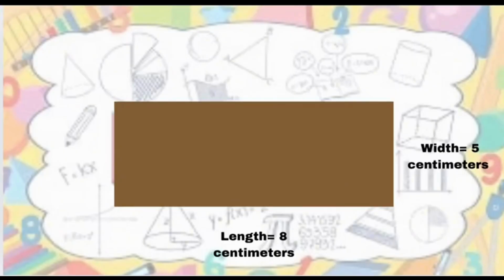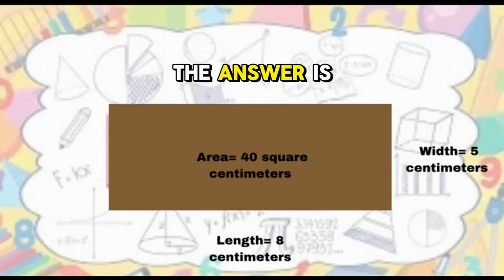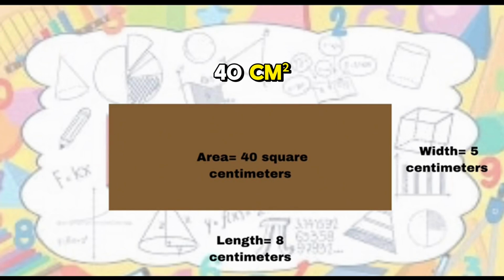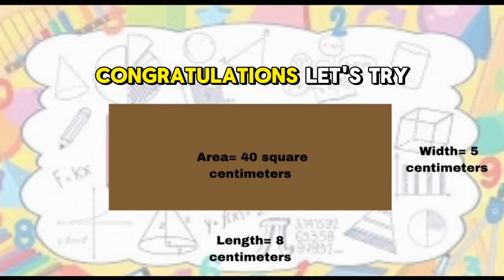Okay, for the first problem. What is the area of a rectangle with a length of 8 centimeters and a width of 5 centimeters? Correct. The answer is 40 square centimeters. That was a direct application of what we learned. Congratulations. Let's try a few more.